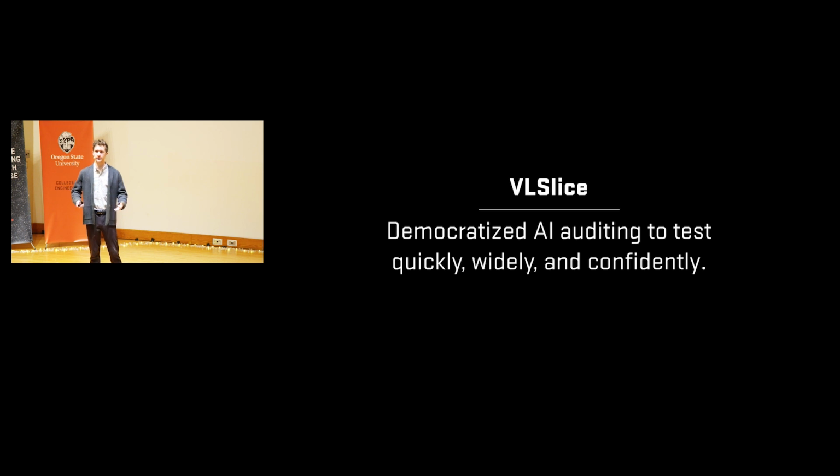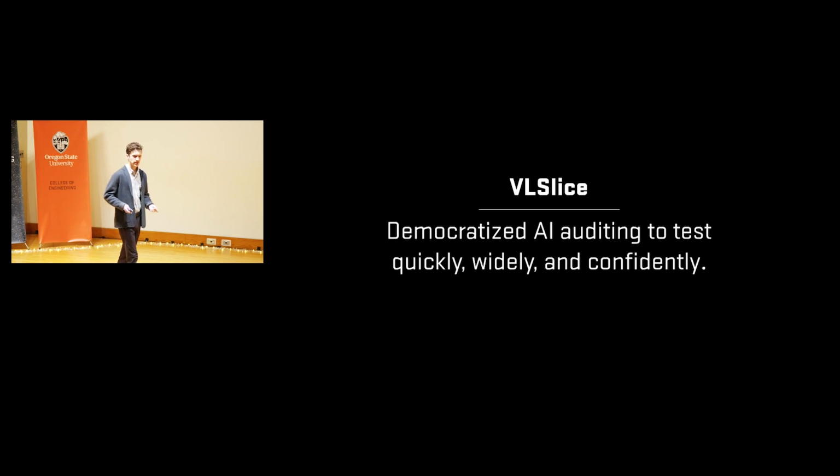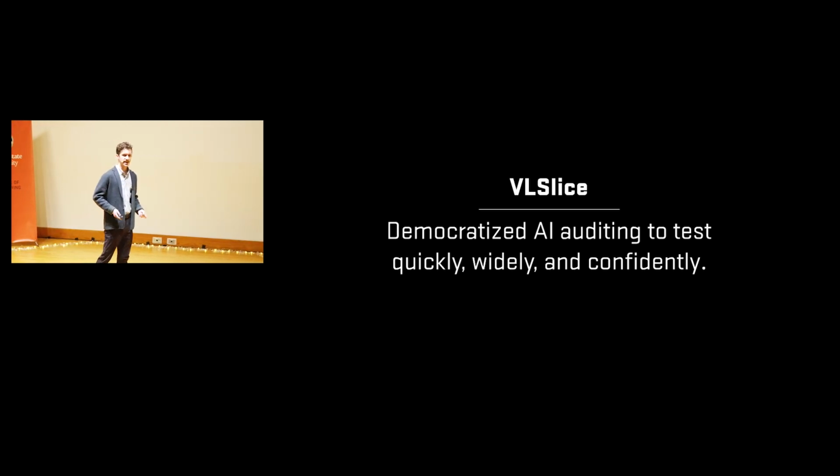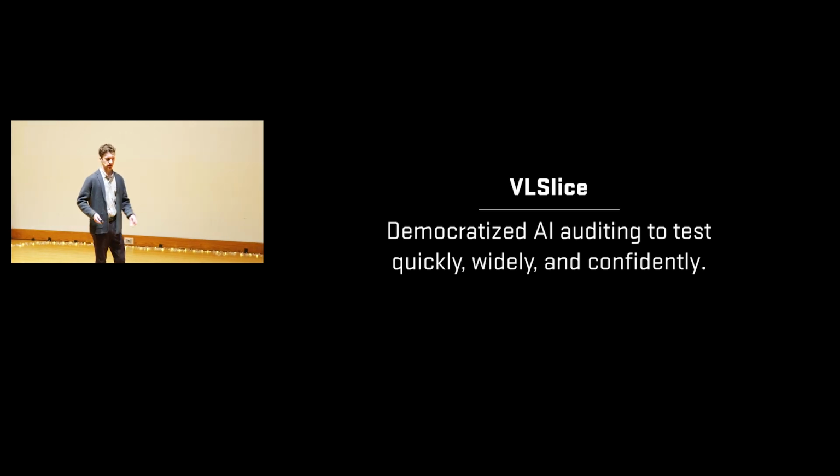And I'd like to leave this with a summary, that because of the state of AI today, we need to be doing our auditing better, to be doing it more quickly, widely, and confidently, and that we've proposed a tool, VL Slice, for doing so, while adhering to the very important fact that we need to be democratizing this process. That auditing should not only be available to the most highly resourced institutions, but that everybody should have the ability to check their own normative judgments with respect to the technology that they're using today.